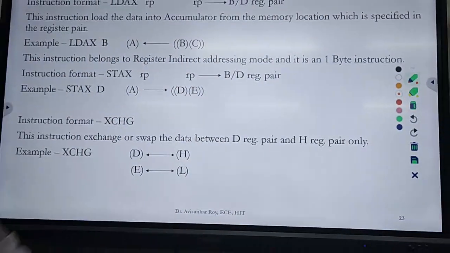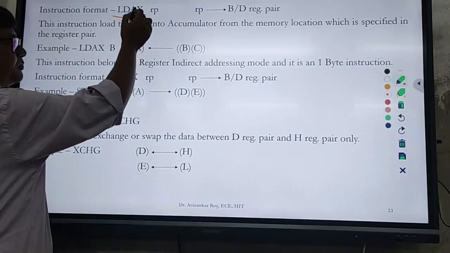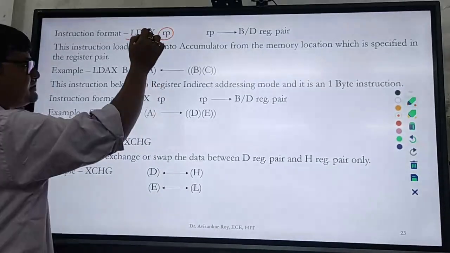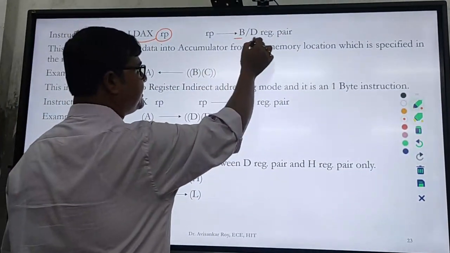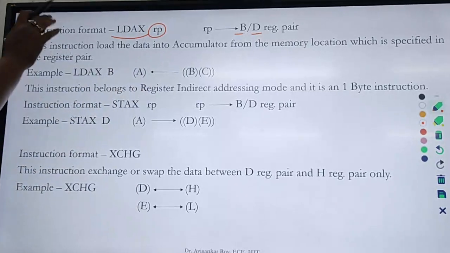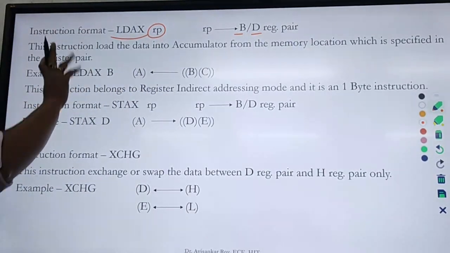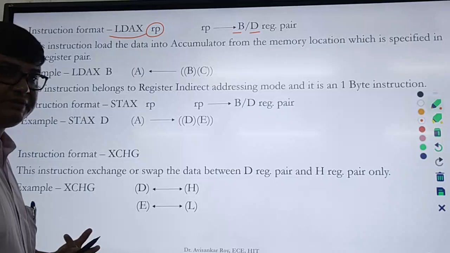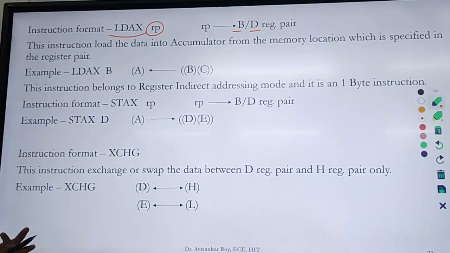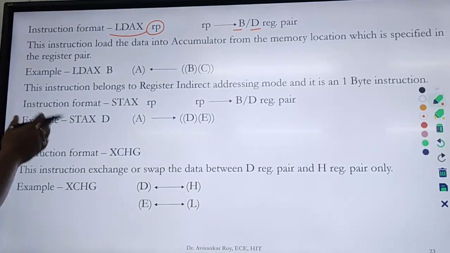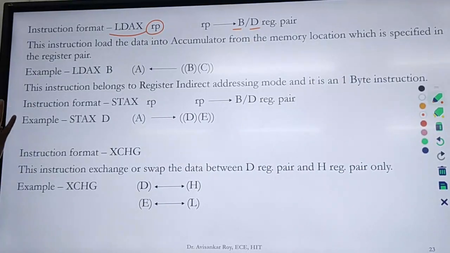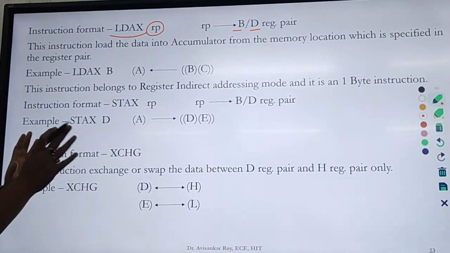Another is LDAX RP. Here LDAX is the opcode and RP defines the register pair. It defines the B register pair and the D register pair. For this instruction only two register pairs can be used: only B and D. The H register pair cannot be used in this instruction. Okay. I am going to go directly into the examples because it is like a register indirect mode instruction.